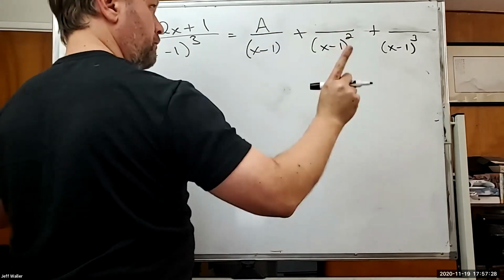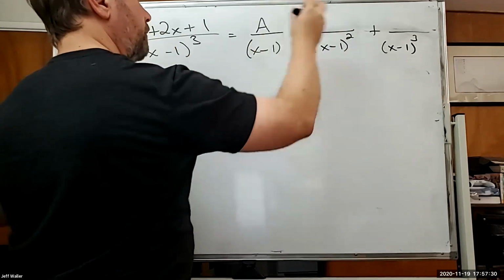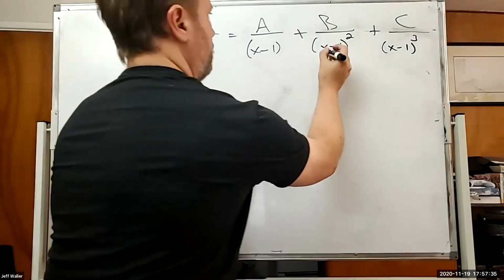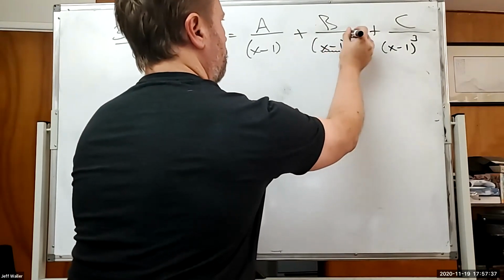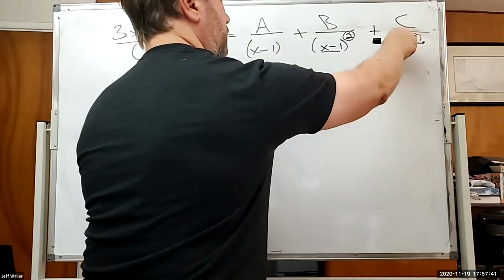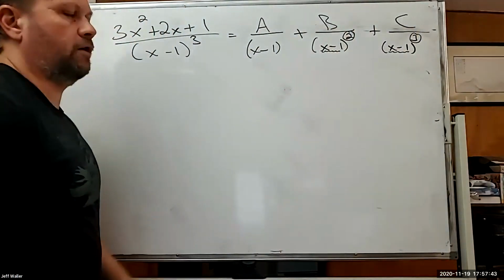Bx plus. No. Just B and just C. Because again, this is linear, repeated twice. This is linear, repeated 3 times. So the top will be just a constant on all of them.